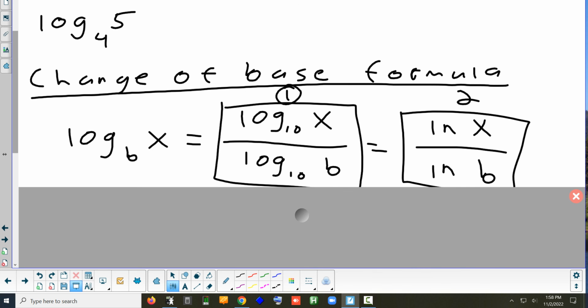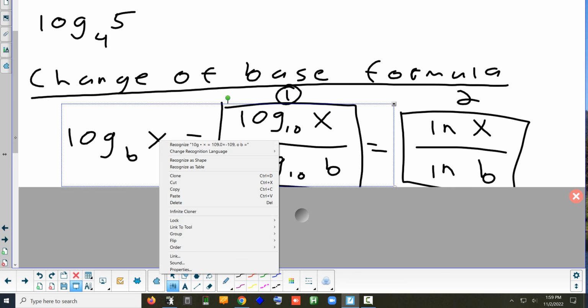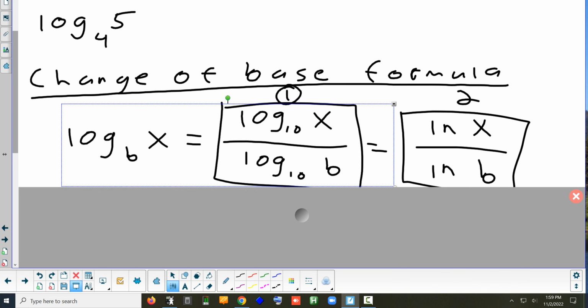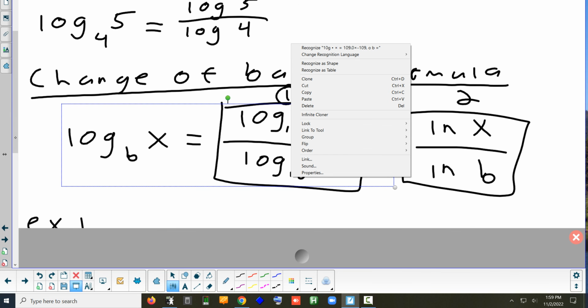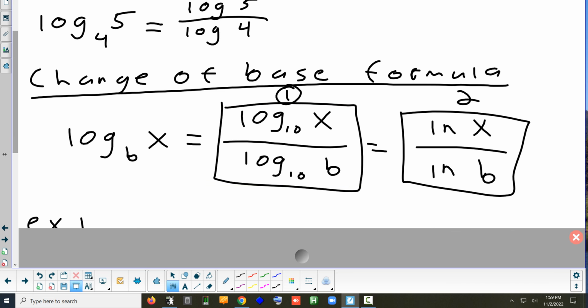You can either type it in using the common log button, or you can type it in using the natural log. It'll work exactly the same. But the idea in both is that you take the log of the argument and then divide by the log of the base. So let me show you how you do log base 4 of 5. You would take the log of 5 and divide by the log of 4. You do not have to write base 10 when you know it's a base 10. Okay? I can leave it just like I did there.